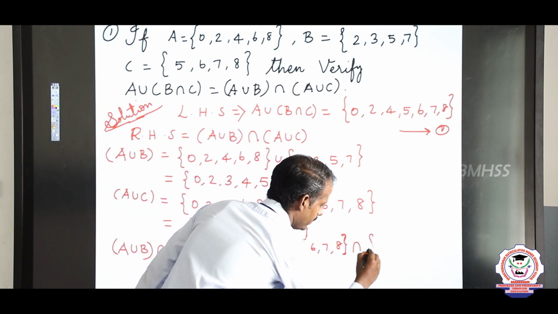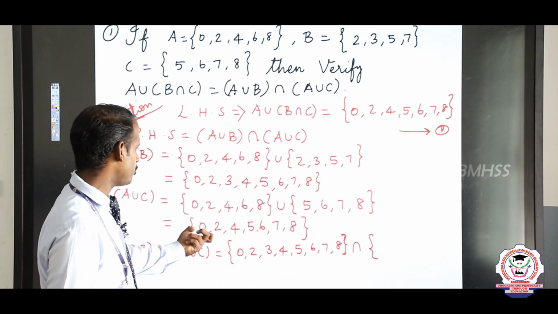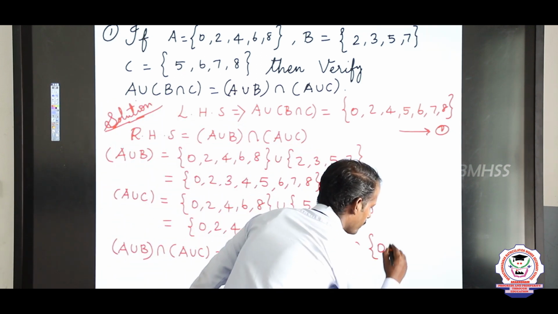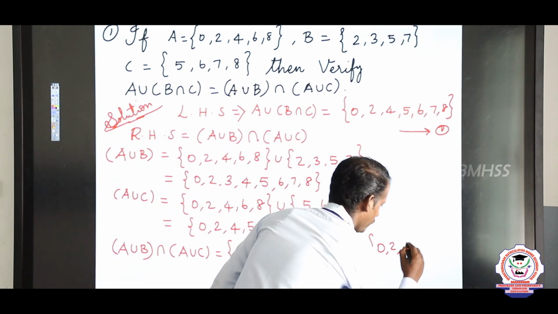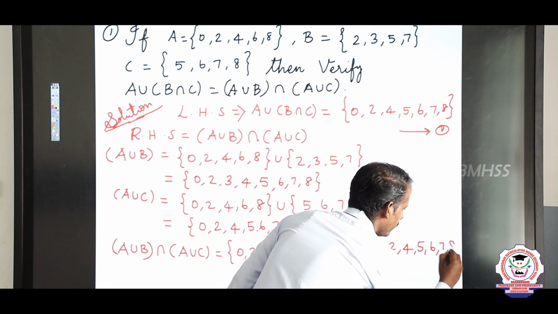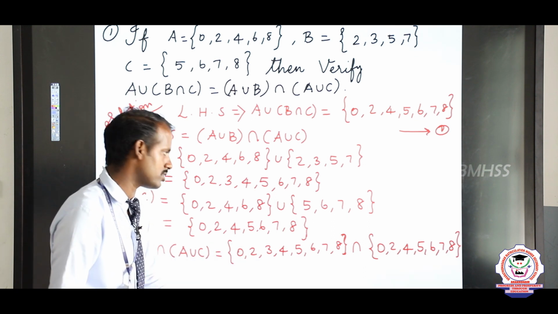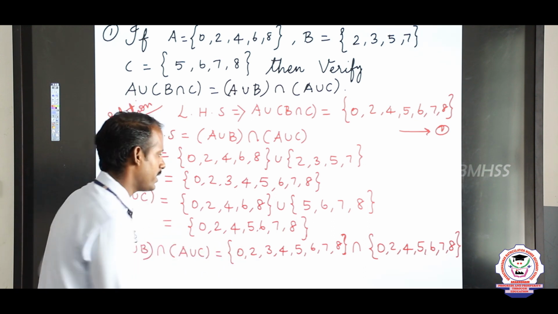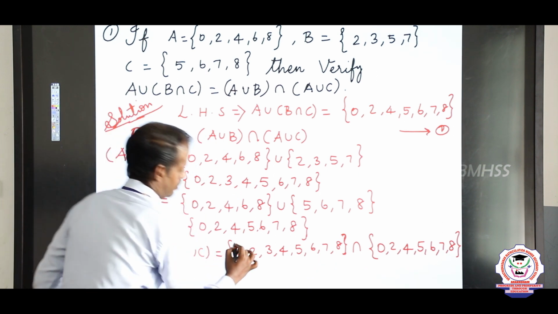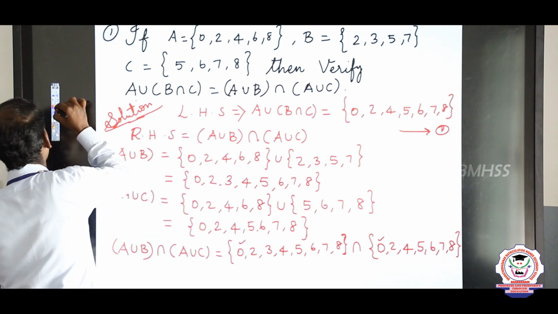So intersection here with A union C. What is A union C? 0, 2, 4, 5, 6, 7, 8. Here intersection means the common elements are called intersection. 0 is a common element. Here 0. 0 is a common element.